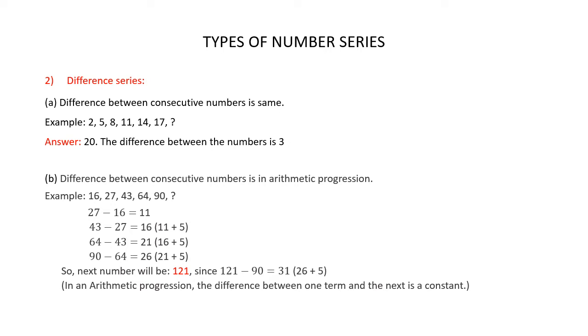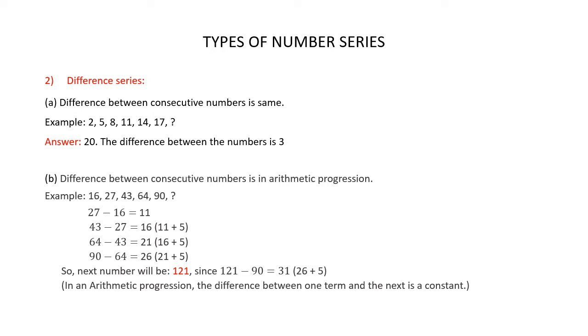So the next number will be 20, so that 20 minus 17 will also be 3. So the difference between the consecutive numbers is always the same. Here it is 3. So the answer is 20.